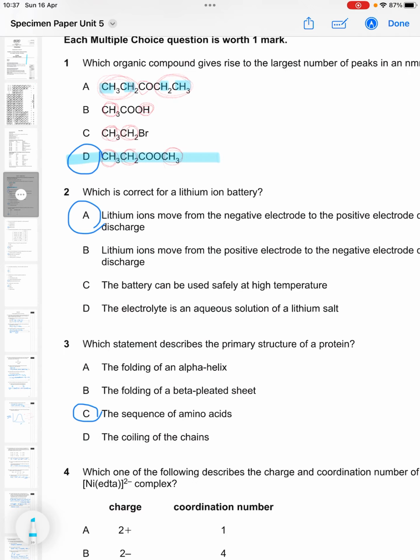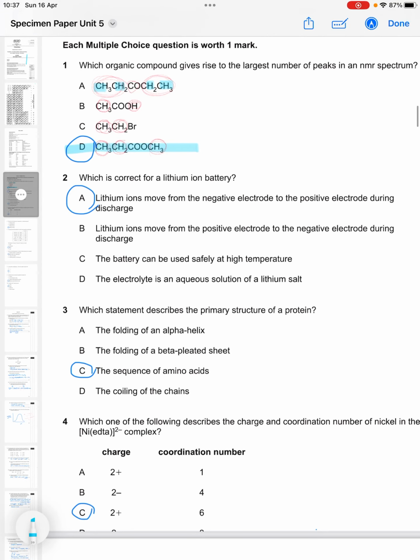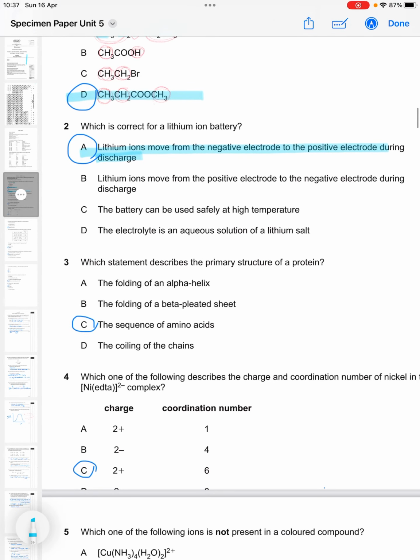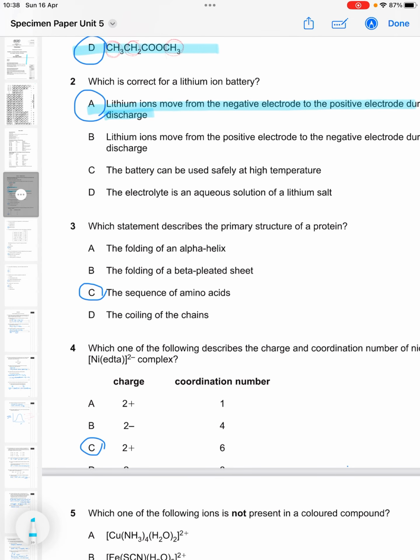Next, which is correct for a lithium-ion battery. You can see I've actually circled the first one here because A is correct. The lithium ions move from the negative electrode to the positive electrode during discharge. You can see then that the other answers are clearly not true. The lithium ions move from positive electrode to negative electrode during discharge is incorrect. The battery can be used safely at high temperature is also incorrect, and the electrolyte is not, what it says, an aqueous solution of a lithium salt, when it isn't.